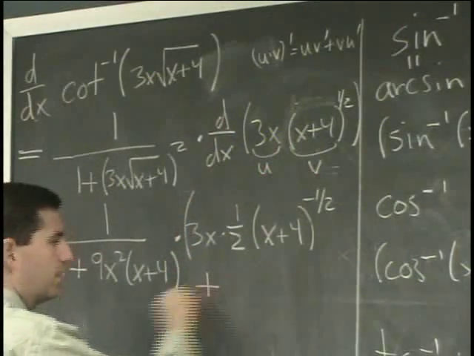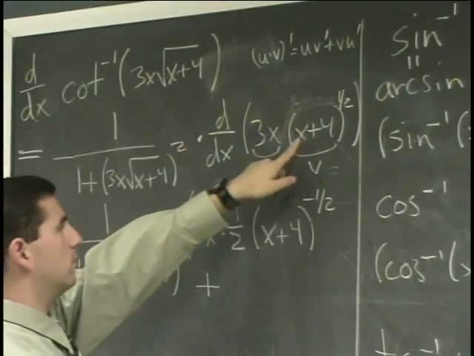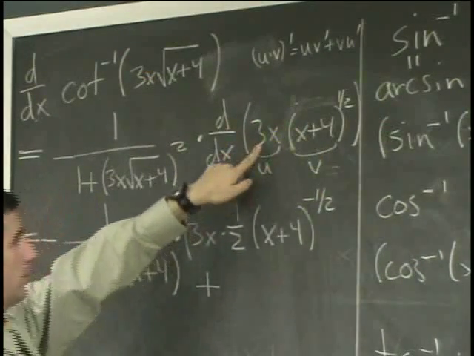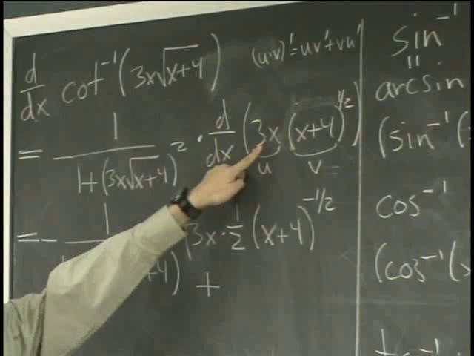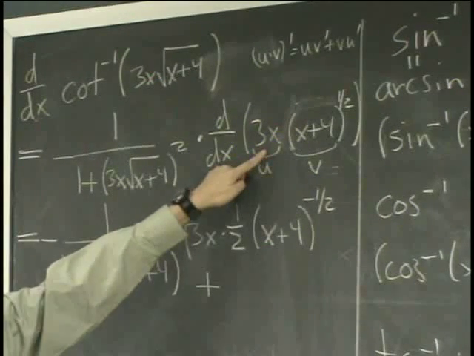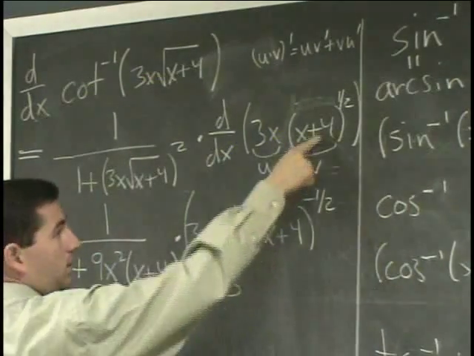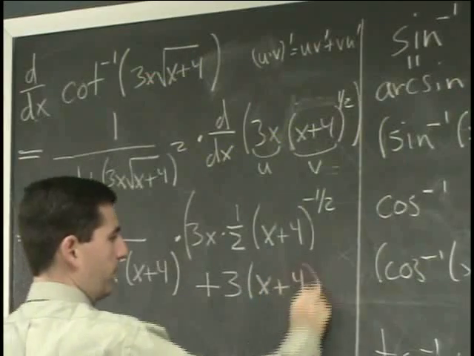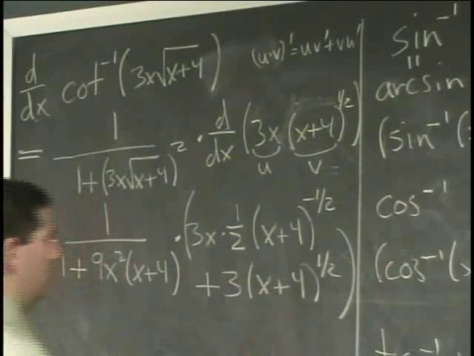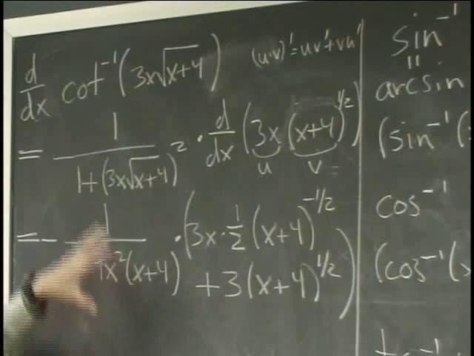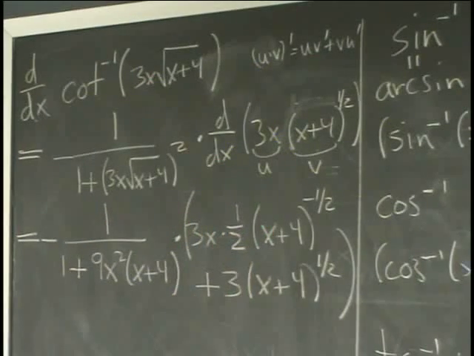Okay. Plus, now we need to do v times the derivative of u. So u is 3x. What's the derivative of u? 3. Just 3. Derivative of anything times x is anything. So we get 3, and then this gets fixed: x plus 4 to the 1/2. So it's this piece times this term in parentheses. Okay, and I wouldn't try to fiddle with this so much. It doesn't look very nice.